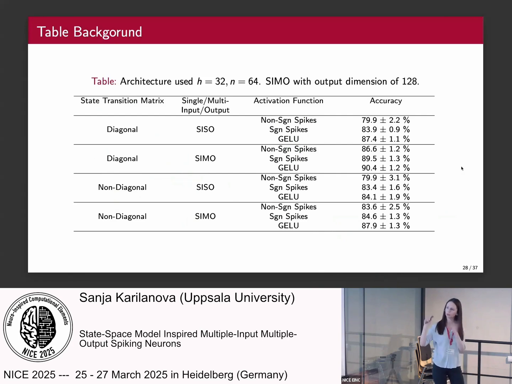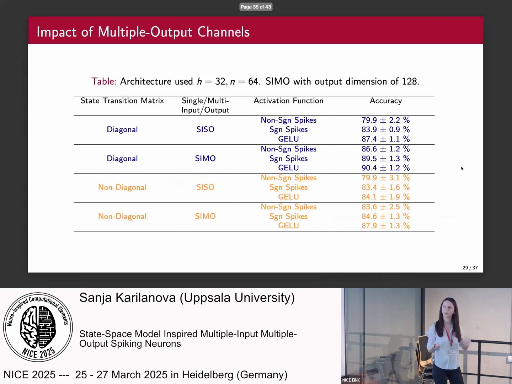So there are multiple things that we can notice from this table. I will go one by one. So for example, one thing that we can notice is that when we compare, for example, the first 2 rows, so diagonal with diagonal, we see an increase in performance.